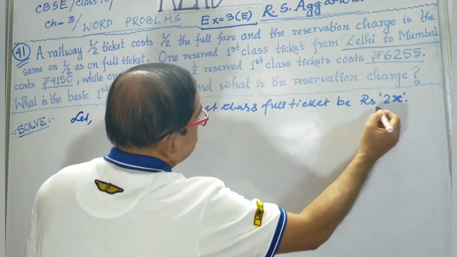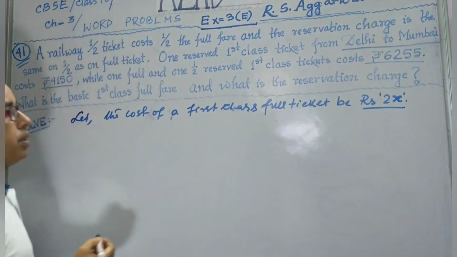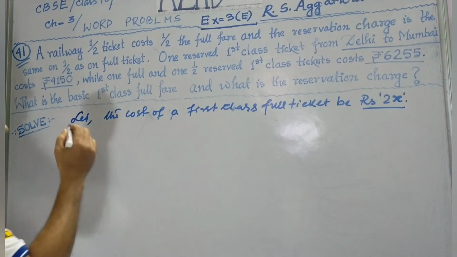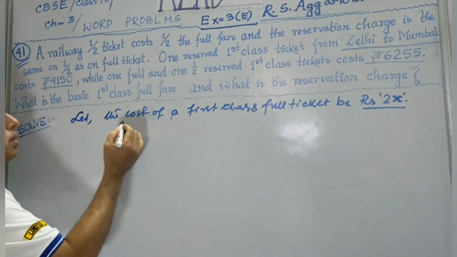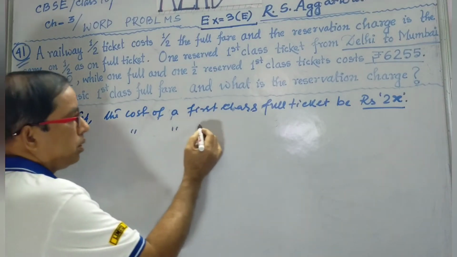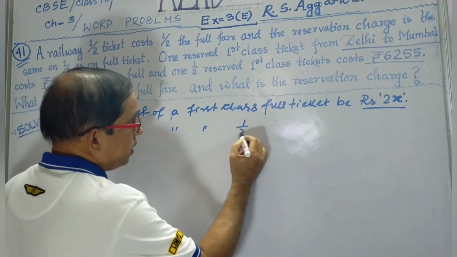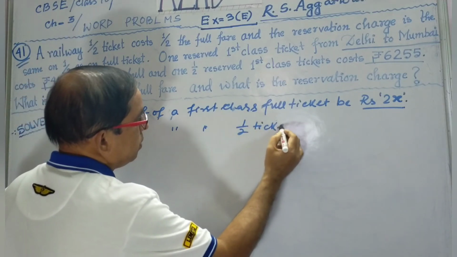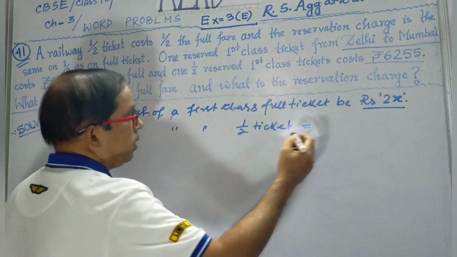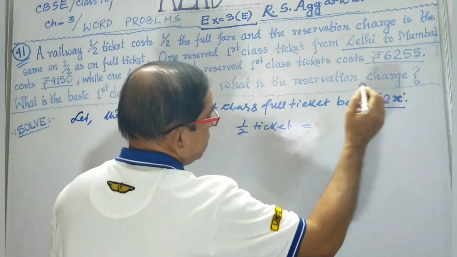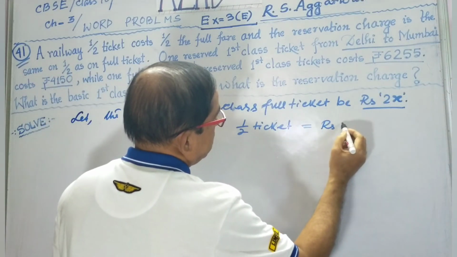I am taking it as 2x. Why have I taken it as 2x? Because then you can say what the cost of a first class half ticket is. What will be the cost of a half ticket? You can easily say that if the full ticket is rupees 2x, the cost of the half ticket is rupees x.